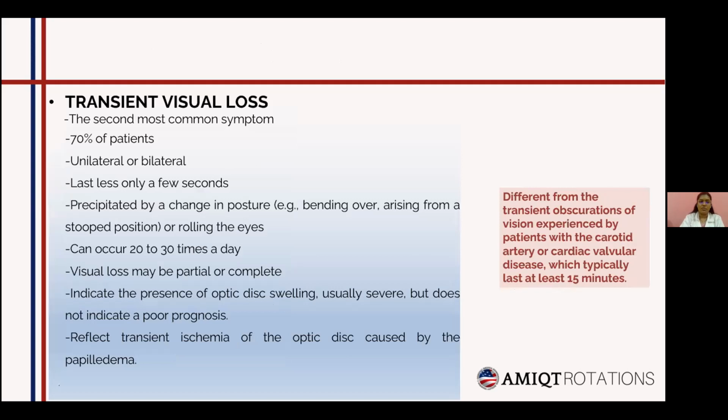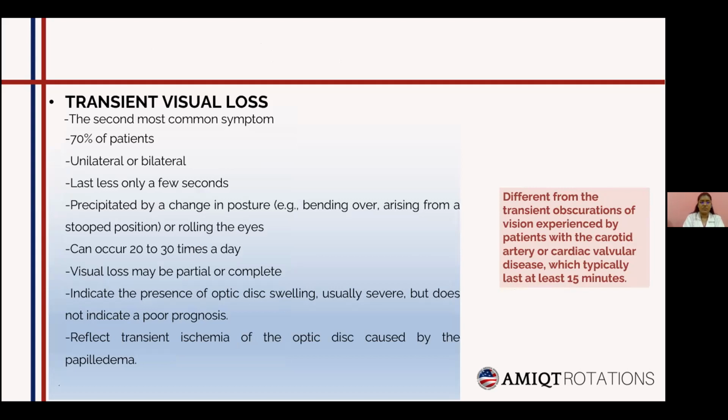The second most common symptom which the patients describe is transient visual loss, and it is seen in 70% of patients. It can be unilateral or bilateral, but it lasts for only a few seconds, which differentiates it from the transient visual loss we see in patients with carotid artery or cardiac valvular diseases. In those patients, the transient visual loss usually lasts for at least 15 minutes.